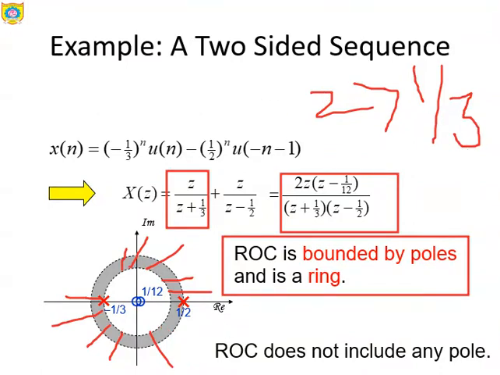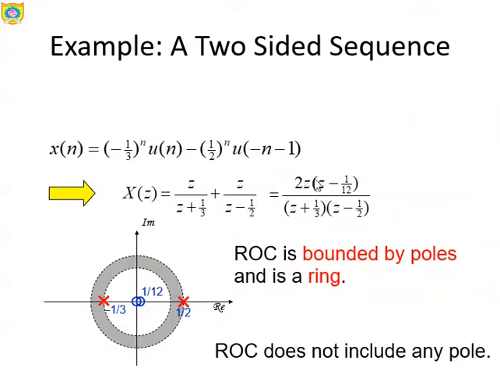So the second part will show this particular second part which is shown over here. It is nothing but related to the left-sided sequence. Obviously its Z transform, or rather its ROC, will be |z| less than 1/2.